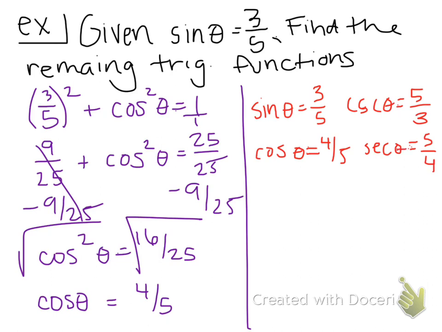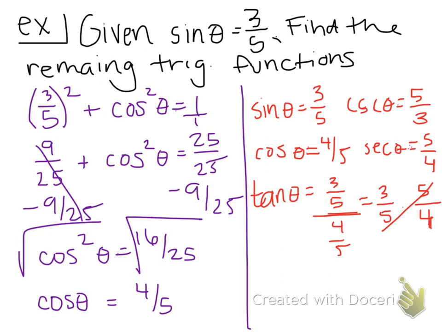So lastly, what we've got to do is tangent, and we're going to use the quotient identity. So I have 3 over 5 all divided by 4 over 5. We keep change flip. And you can probably already see what's going to happen here. The 5s are going to cancel. And tangent is going to be equal to 3 over 4. Which means cotangent is equal to 4 over 3. So I hope you don't think it's too bad. It's just a lot of using the identities to work your way around and figure out all 6.